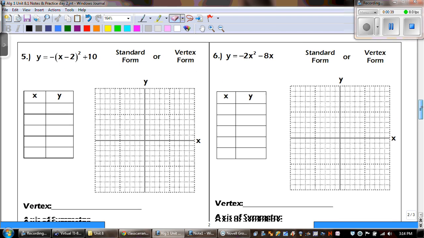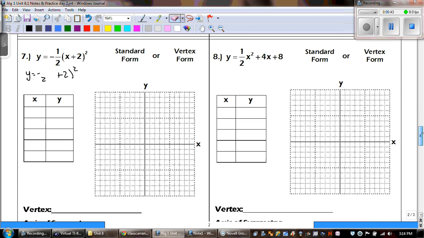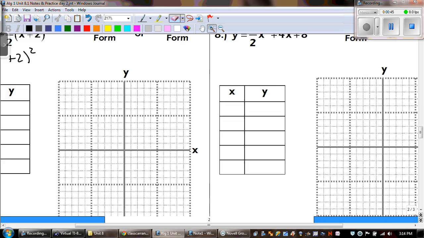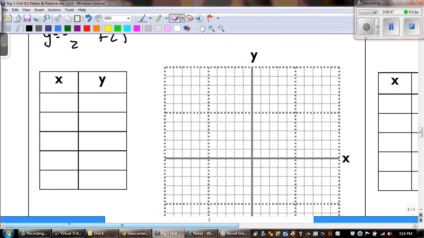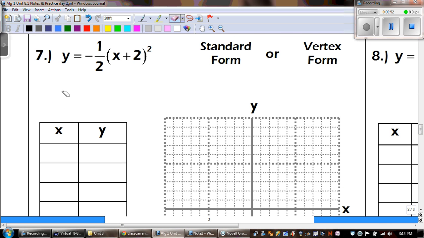I'm going to let you guys do 5 and 6 on your own, so don't worry about that right now. We're going to focus on 7 and 8 because they both have fractions, and I know how much you guys love those. All right, so first thing we want to know, number 7. Is this in standard form or is it in vertex form? You don't know?